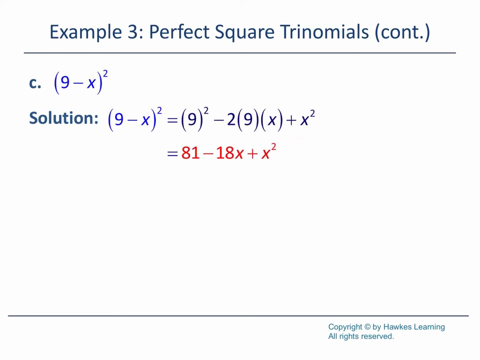So you might notice this is not in our standard form. If we wanted to write it in our standard form, we would write the x squared first. But our original binomial wasn't in the standard form either, right?